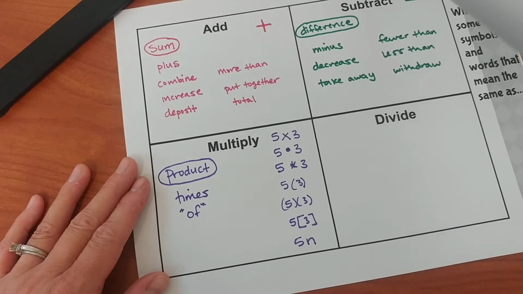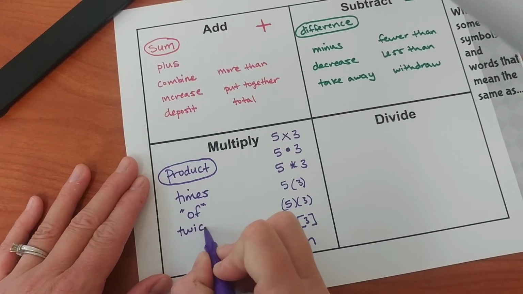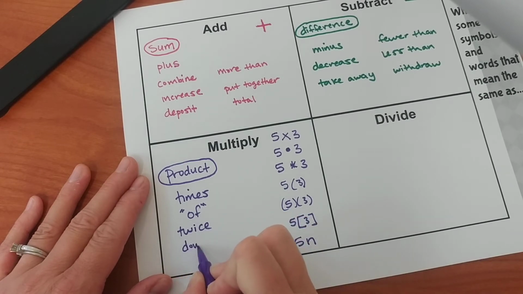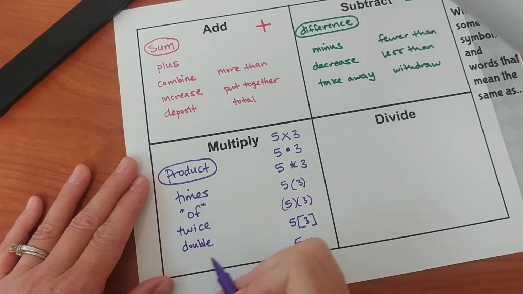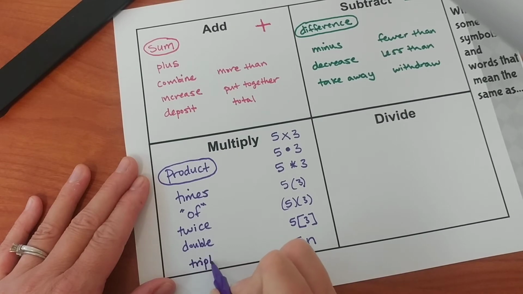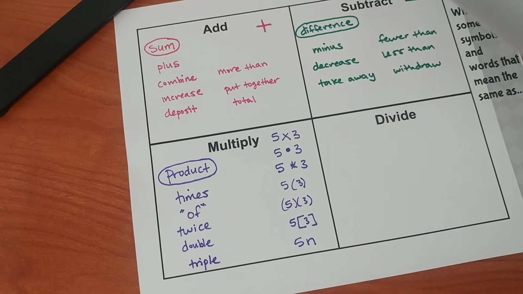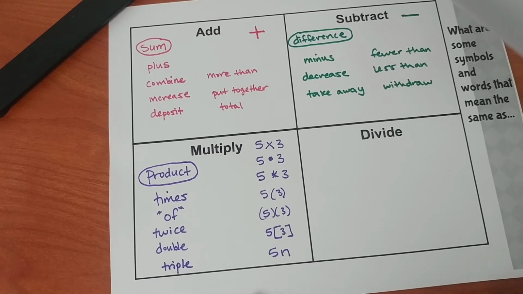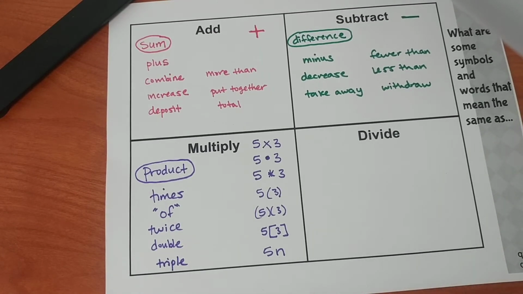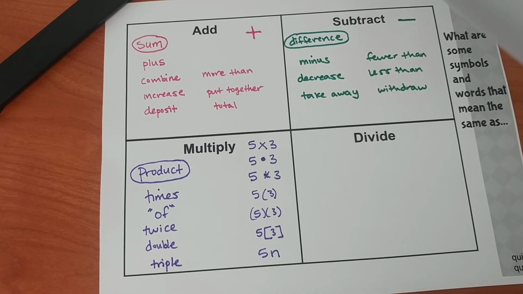If I asked you what twice your age is, you'd multiply your age by 2. If I asked you to double your age, you'd multiply your age by 2. If I asked you to triple your age, you'd multiply your age by 3. Those are all words that tell you to multiply. So we got lots of different ways we can say multiply. All right, if you can think of more, go ahead and write them down.